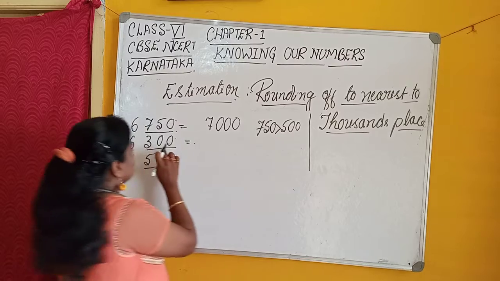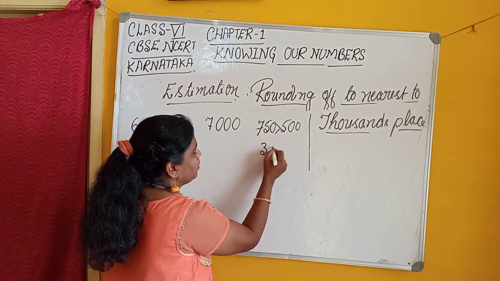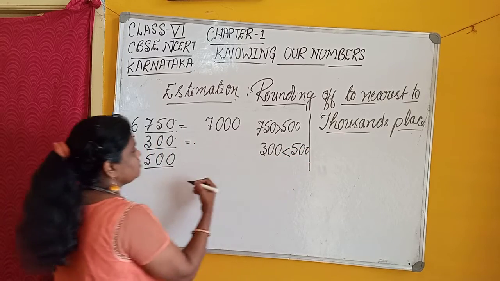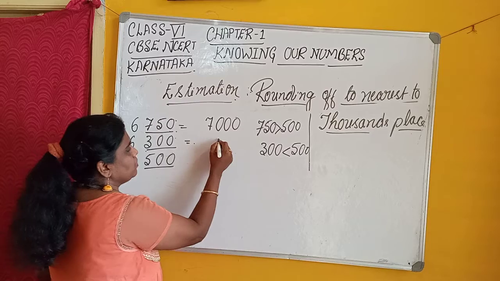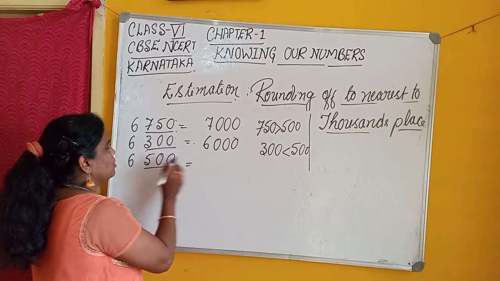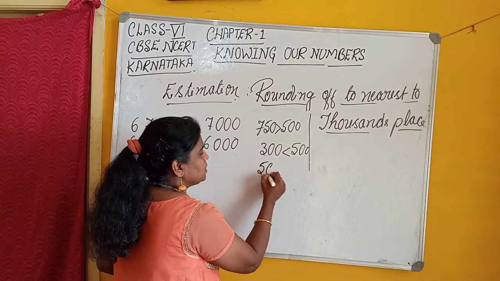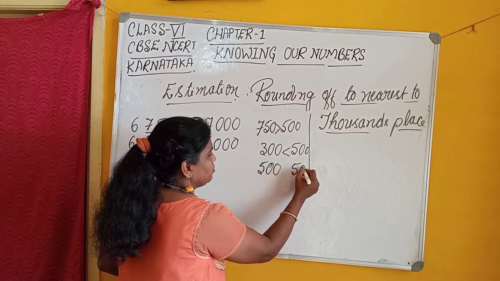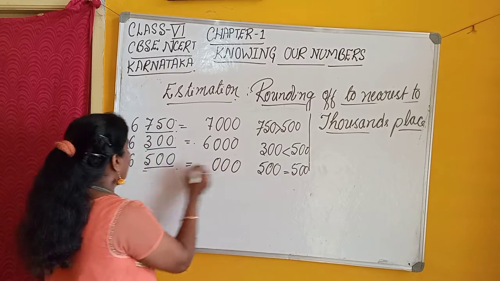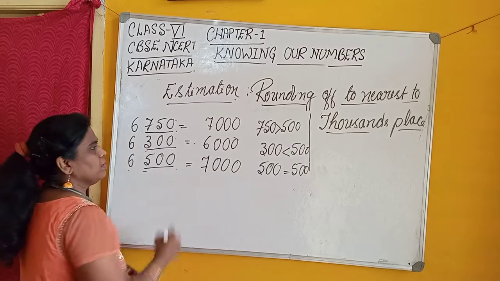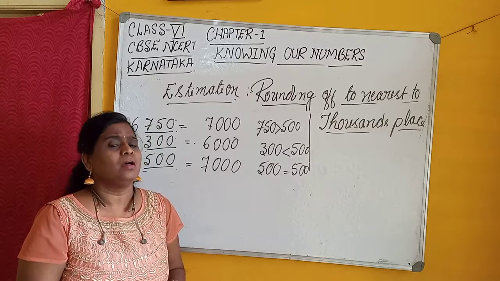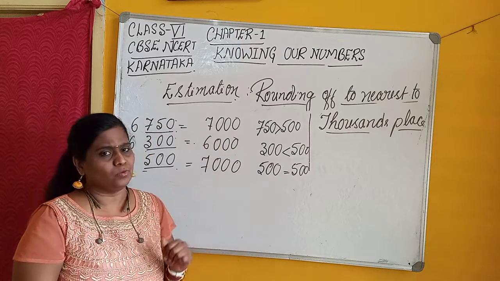Understood? Here the last 3 digits are 300 when compared to 500. That is, 300 is less than 500. These 3 digits will become 0 and 6 is written as it is. Here 500 is there. Compare these numbers to 500. Both are equal. In this case, these 3 digits will become 0 and 6 is increased by 1, that is 7000. In this way, we are estimating the numbers nearest to tens place, hundreds place, and this is thousands place.